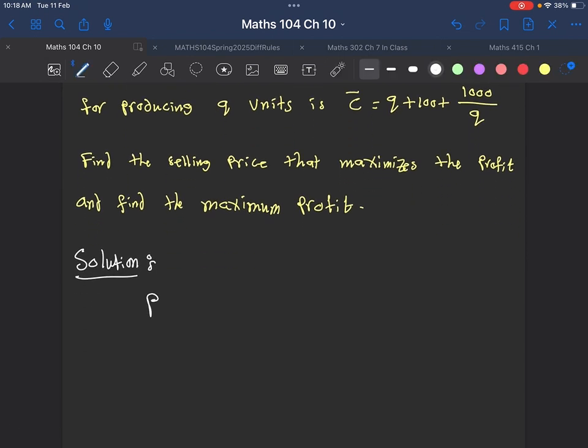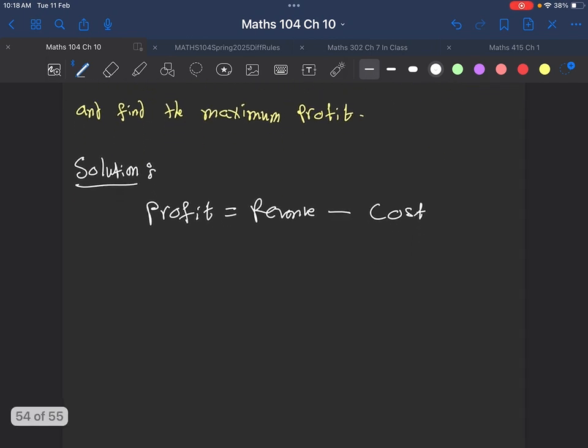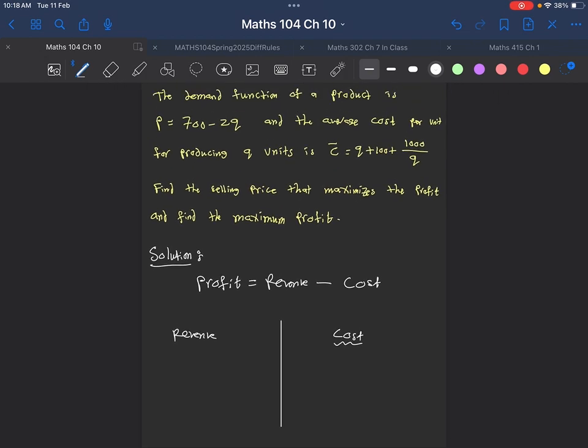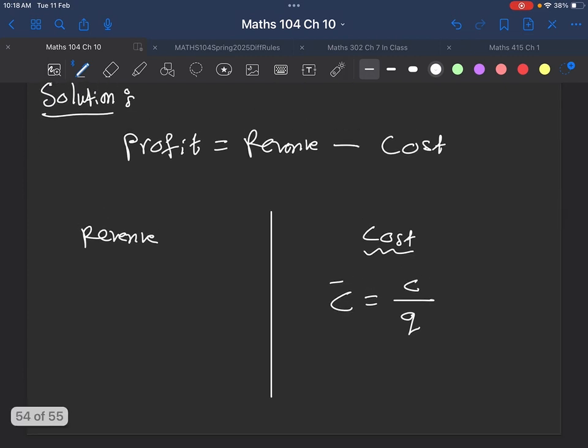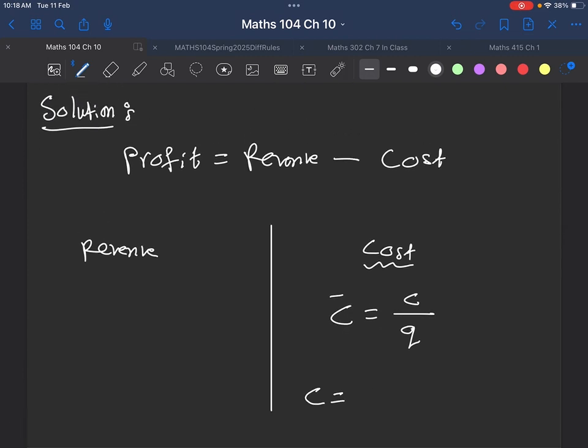So in this equation, again, we need to do the same thing as we just did by writing that the profit equals revenue minus cost. However, I don't have the cost and I don't have the revenue directly. So let me just try to find them from the question. First of all, let me find the cost. I don't have the cost, but I have C bar. Now, what is C bar? C bar is just C divided by Q.